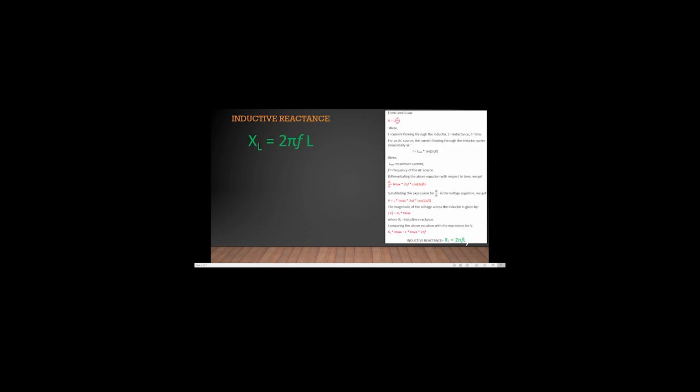Now let us discuss what is inductive reactance. The opposition offered by the inductor in an AC circuit to the flow of AC current is known as inductive reactance. It is represented as XL, measured in ohms. Similar to resistance, an inductor will also produce some resistance because of the change in current. Mathematically, XL is equal to 2 pi FL, where XL is the inductive reactance, L is the inductance, F is the frequency of the AC source. On the right side of the video, there is a detailed derivation of how XL is equal to 2 pi FL. Please feel free to pause the video and go through it.